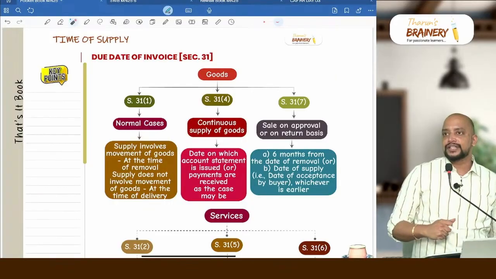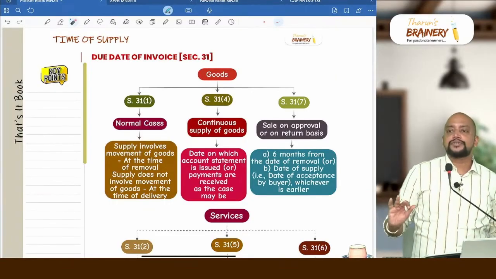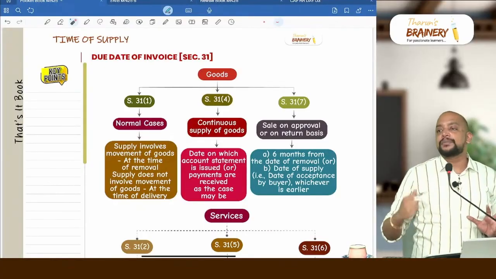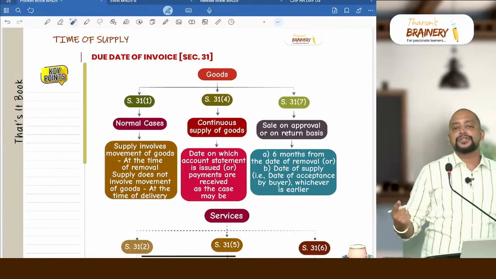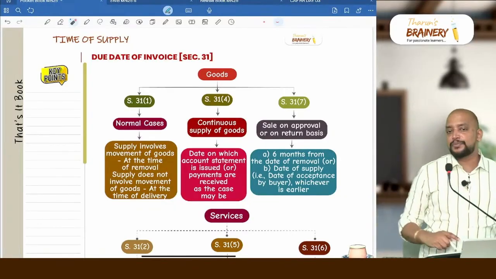Then what we need to do is check whether the payments are received irrespective of the account statement. Yes, if the payments are received irrespective of the account statement, the payment received date. If the payments are received based on account statement, the account statement date. So account statement date or the payment received date, as the case may be, should be taken.